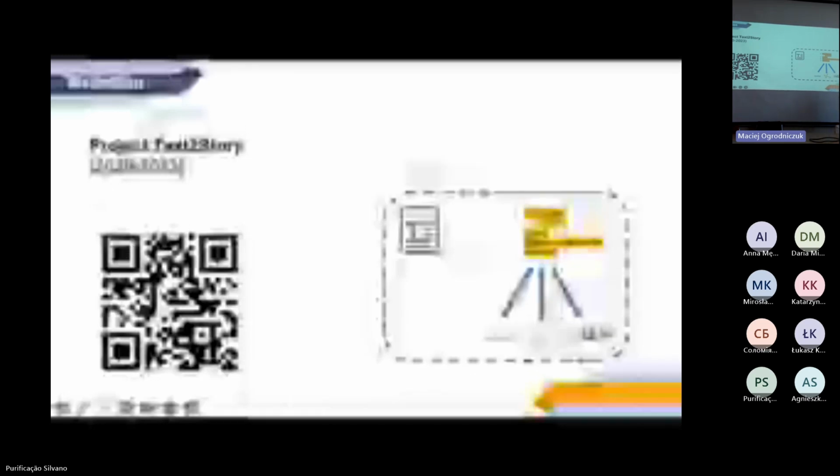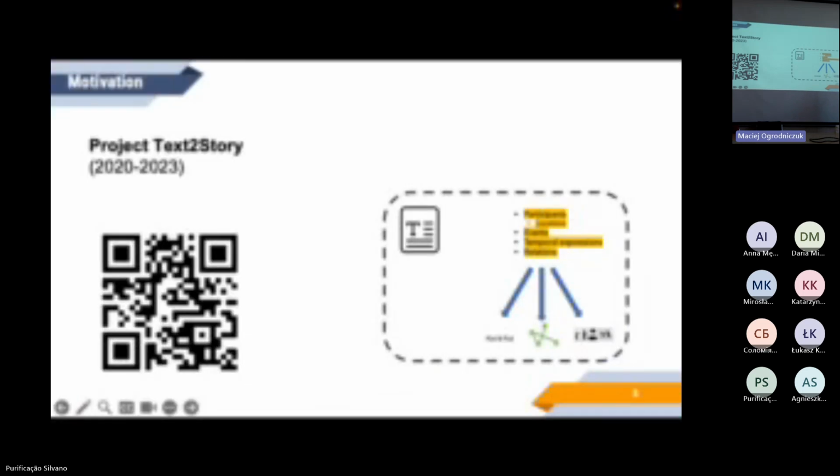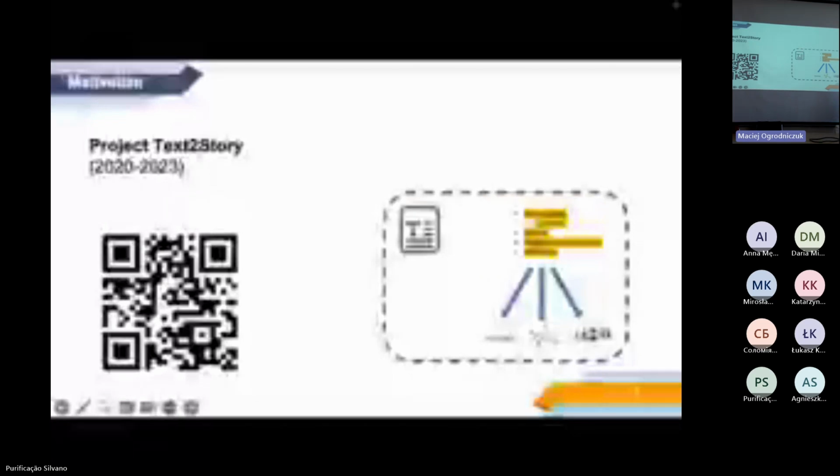And you may ask, why do we need this? Well, the fact is that nowadays we receive a lot of information. For instance, journalists receive a lot of information on a daily basis, right? And so they don't have time to go through all the news and all the information that they receive. And for instance, visualizations would be an easier way for them to access that information. And this was the main objective of the project Text2Story.